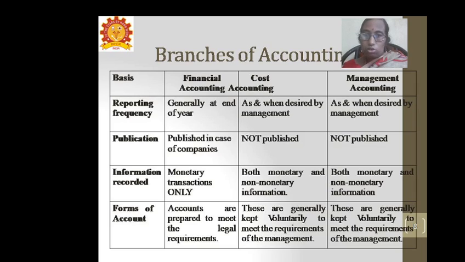The next is publication. The publication is in the case of companies, and they publish after the completion of the accounting year from 1st April to 31st March. However, in cost accounting, the internal details are not published, and for management accounting also, the details are not published. Next, the information recorded: for financial accounting, everything is recorded in monetary terms, and both monetary and non-monetary information is taken for cost accounting and management accounting.